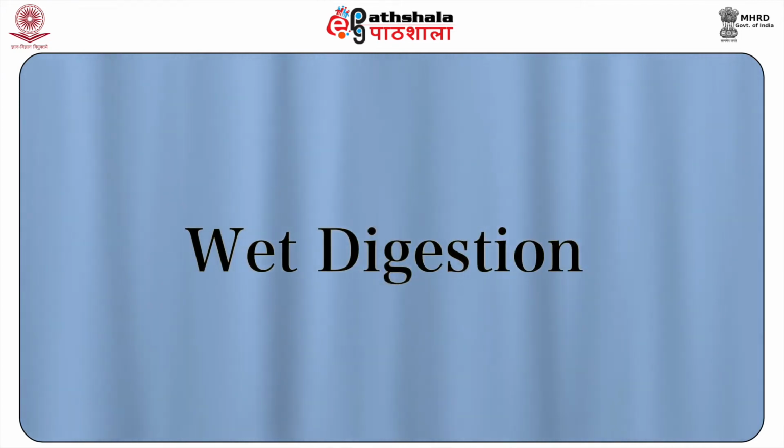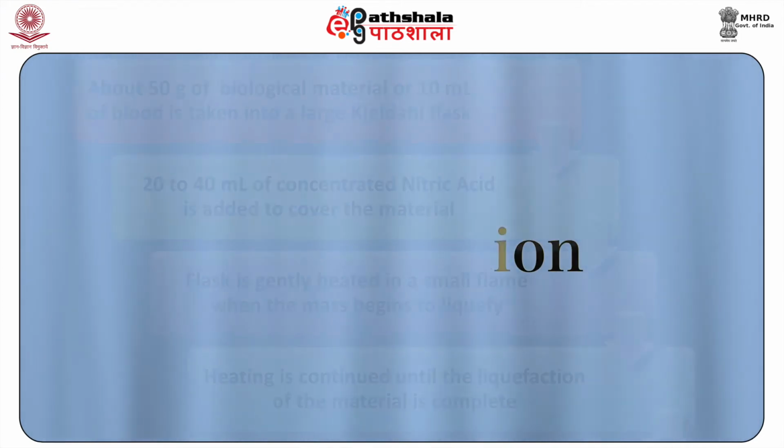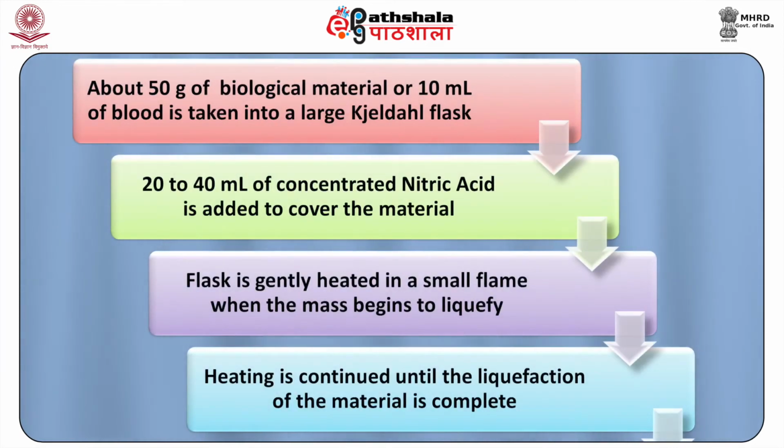Second is the wet digestion technique. In this process, about 50 grams of biological material or 10 milliliters of blood is taken into a large Kjeldahl flask and 20 to 40 milliliters of concentrated nitric acid is added so as to cover the material, and the flask is then gently heated in a small flame where the mass begins to liquefy.